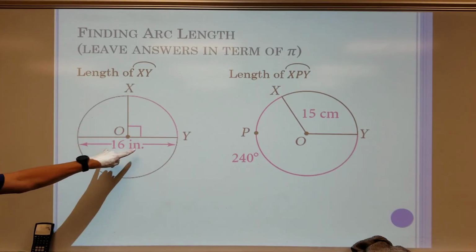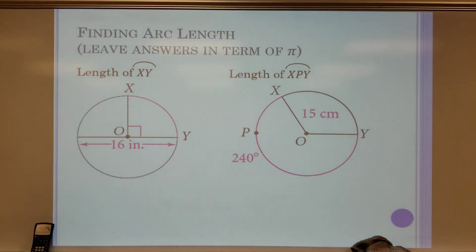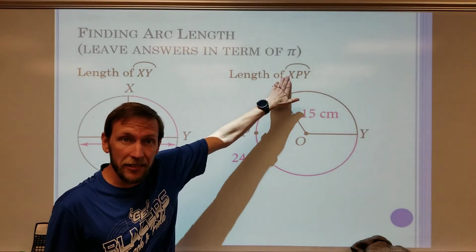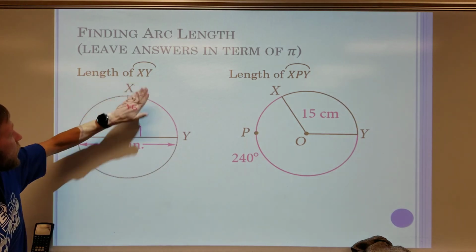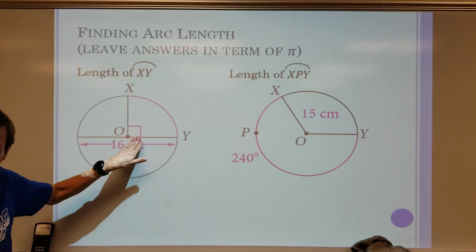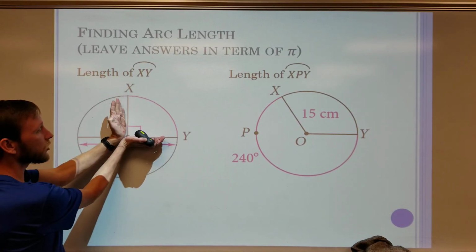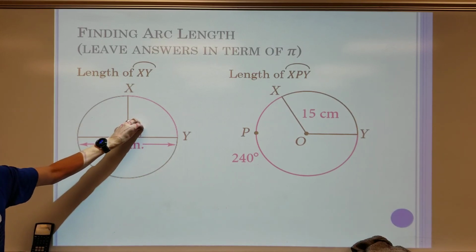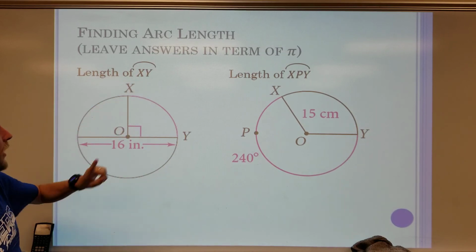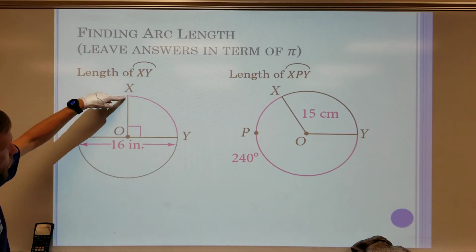We are given here a diameter of 16. On this one, we're given a radius of 15. We know that the measure of arc XPY is 240, but we need to find its length. We are given that the measure of arc XY is 90. They actually didn't tell us that, but we know that when we have perpendicular segments, they make right angles. So these radii are perpendicular, which means that this angle is 90 degrees, which means that this measure is 90 degrees.